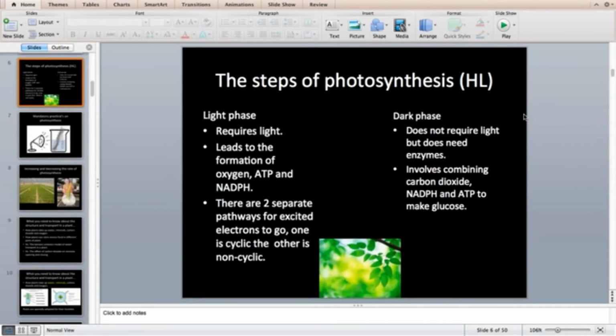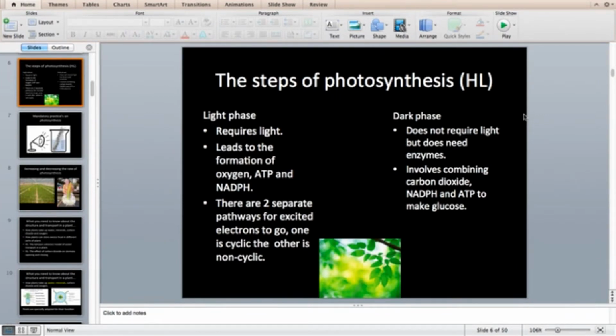The steps of photosynthesis for higher level is slightly more difficult. Now, I've broken this down into the most simplest form that I can. There are 2 phases you need to know: light phase, dark phase. Light phase is called light phase because it requires light to occur. It leads to the formation of oxygen, ATP, and NADPH. The light phase is not enzymatically controlled, so it's not affected by temperature.